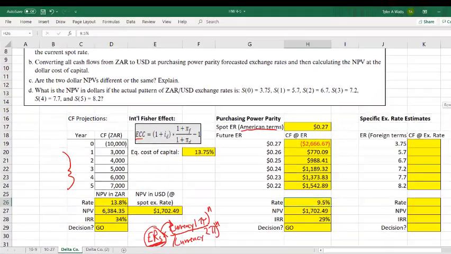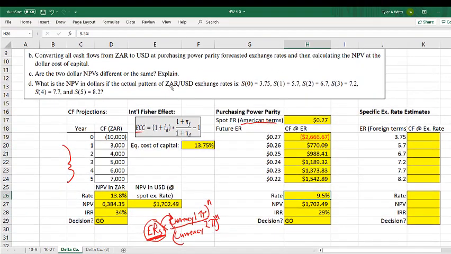Finally, it says in part D, what is the NPV in dollars if the actual pattern of South African rand dollar exchange rates is as follows? Starting point 3.75, year 1, 5.7, year 2, 6.7, and so on. So I went ahead and just typed those in for us, and then what we'll do is adjust the cash flows at those exchange rates.